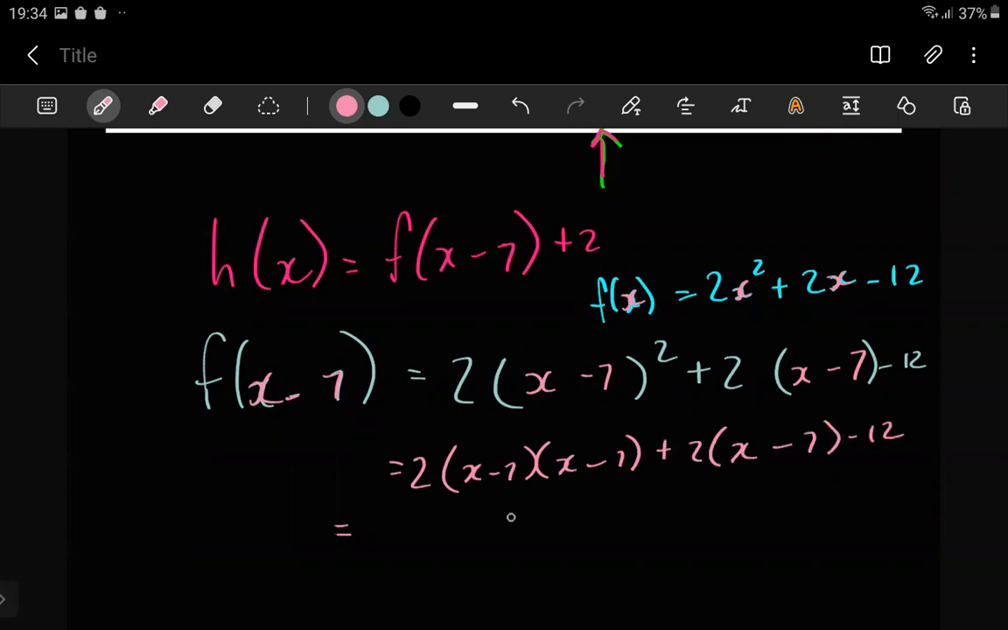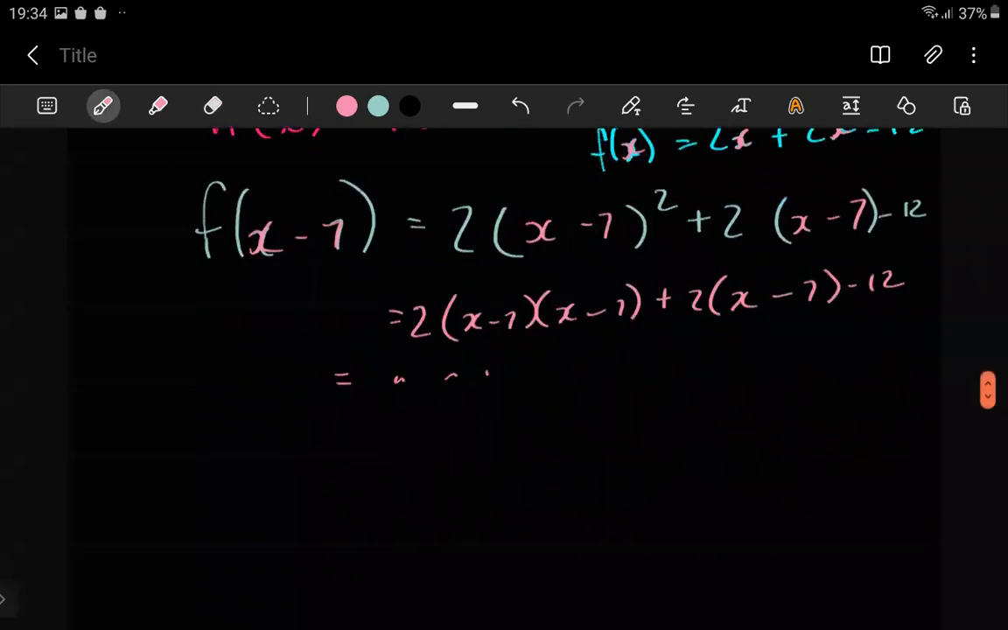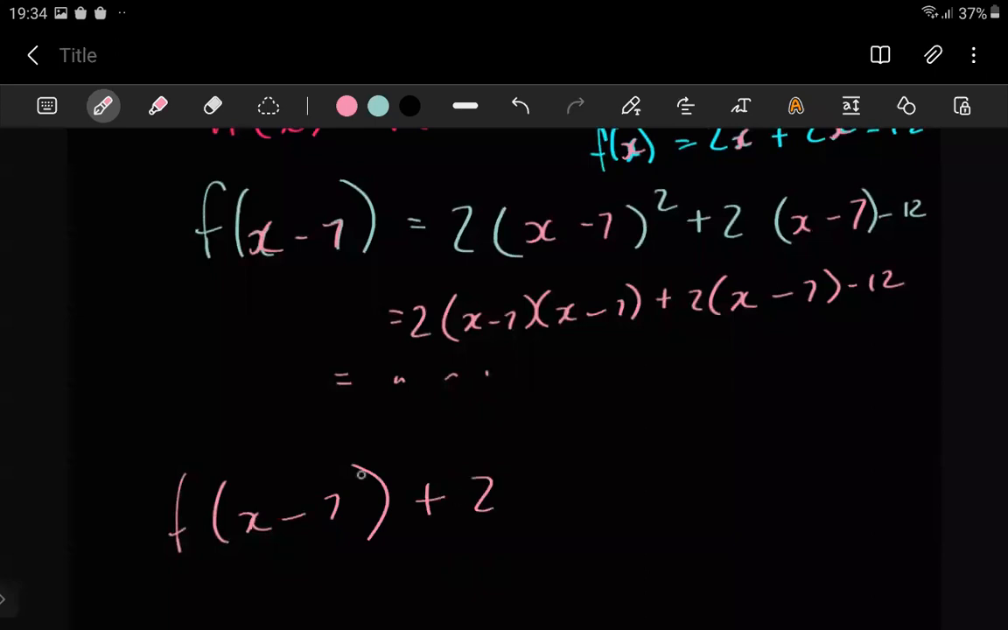If you simplify this, it's going to be a long drawn-out process. You're going to get whatever you're going to get here, fine. But I'm just going to give an idea of what this x minus 7 means. Instead of us just having x, we have x minus 7 here, and then the whole thing we have to add 2.